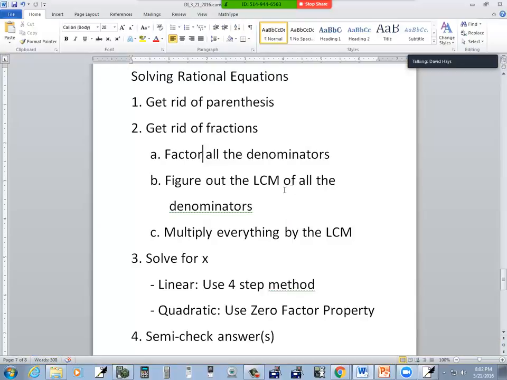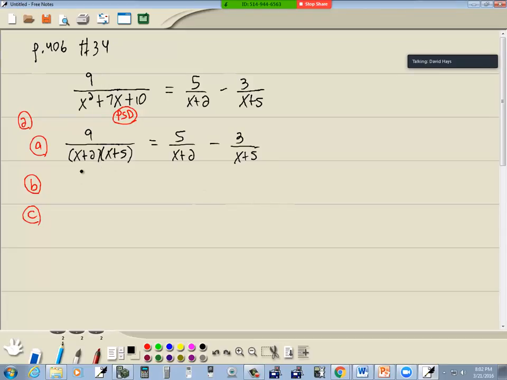Now B and C, again, kind of go hand in hand. B says figure out the LCM of all the denominators. So I start with my first factor, the x plus 2. I'm looking for the greatest number of x plus 2's in a single denominator. There's one here, none here. So the greatest number of x plus 2's in a single denominator is 1. Then I go to my next factor, the x plus 5. I'm looking for the greatest number of x plus 5's in a single denominator. There's one here, none here, 1 here. So the greatest number of x plus 5's is 1. So this would be our LCM. And this is what we're going to multiply everything by.